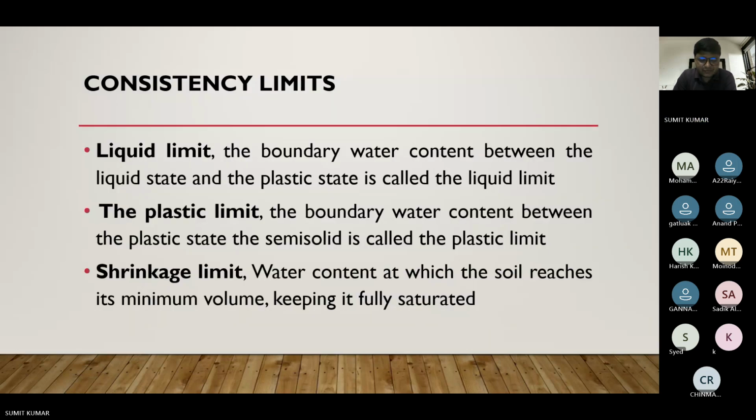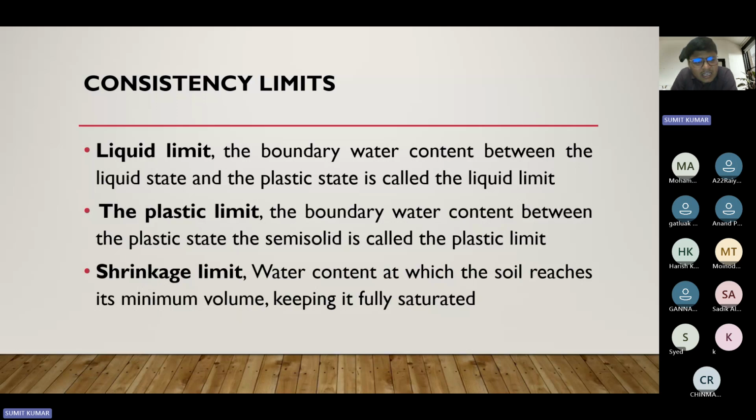Now we talk about the consistency limits. Basically, liquid limit, plastic limit, and shrinkage limit are very important because they are also very important in the soil classification system. As you are aware, when it is a fine soil, it is classified based on the liquid limit only. The range lies in 0 to 35, 35 to 50, and greater than 50. On that basis, it is defined as low compressible, intermediate compressible, or high compressible.